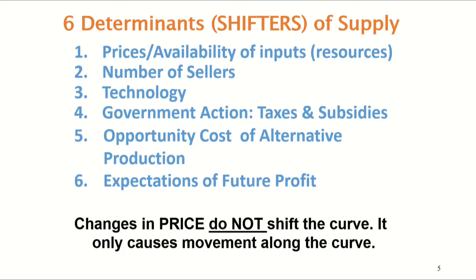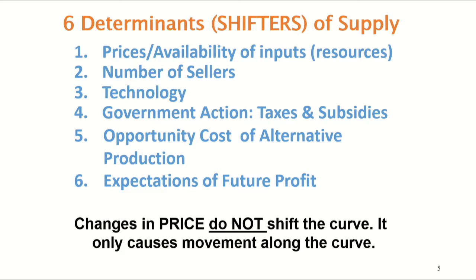Number of sellers. If you have more companies entering the market and providing some sort of Pop-Tart-like food, you'll have a greater supply. If sellers leave the market, you'll have fewer Pop-Tarts. Technology, of course, is always increasing our ability to produce something. Very rarely does technology decrease. However, some horrific event might cause that to happen. But for the most part, advances in technology are always going to increase supply.